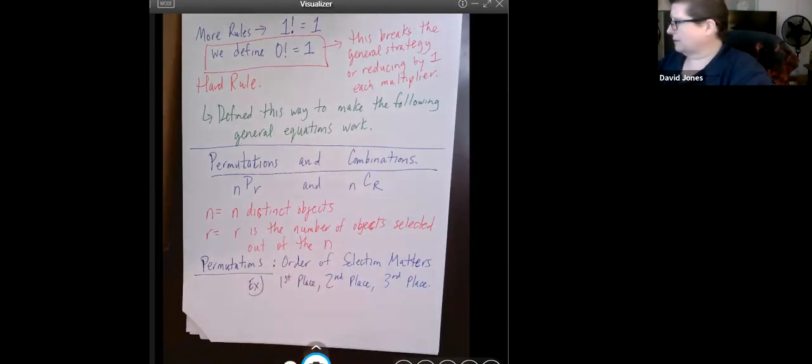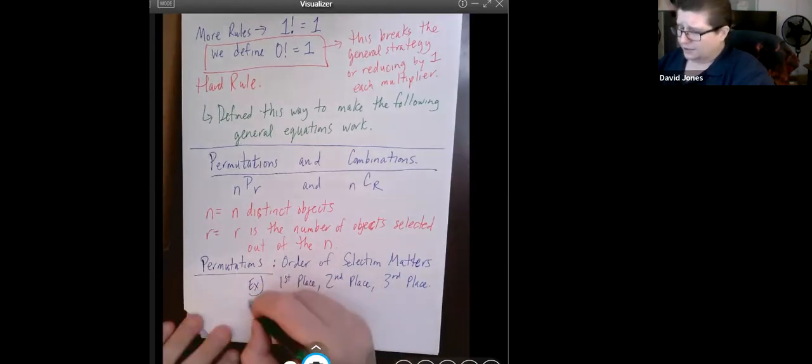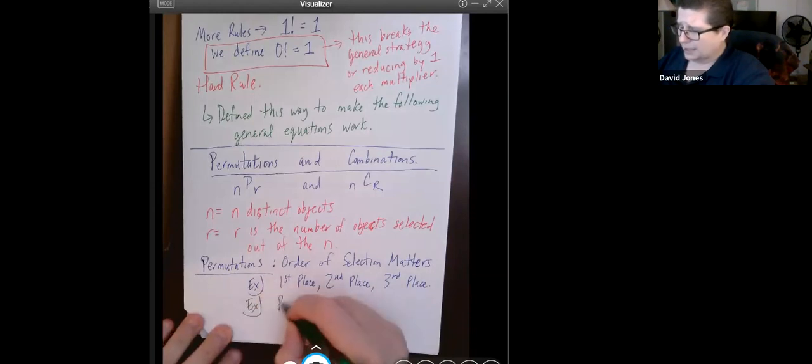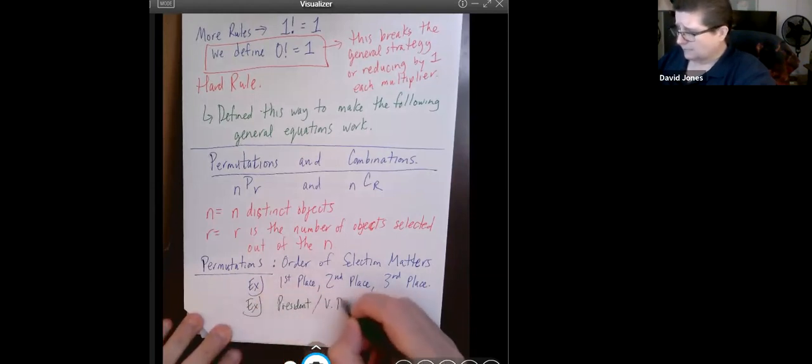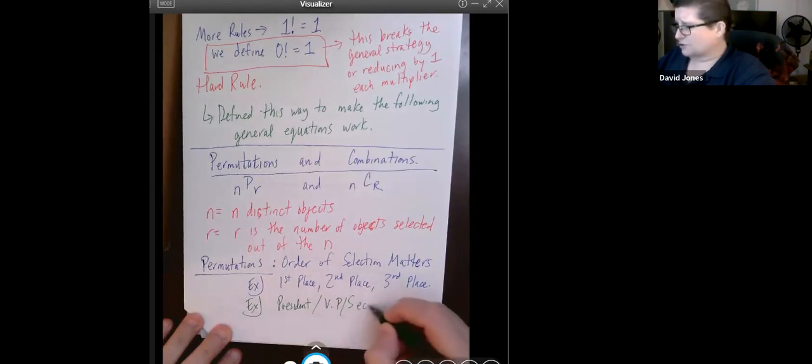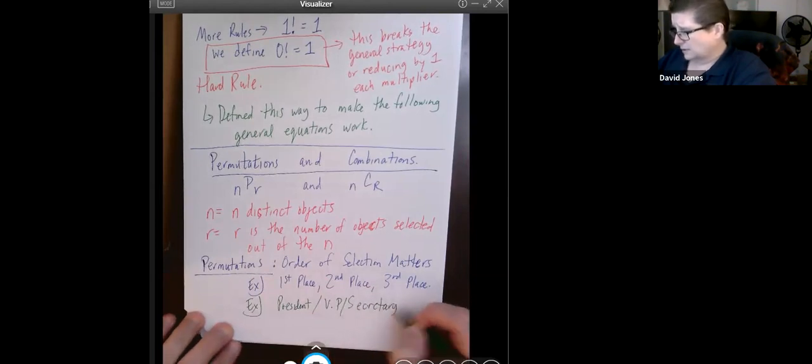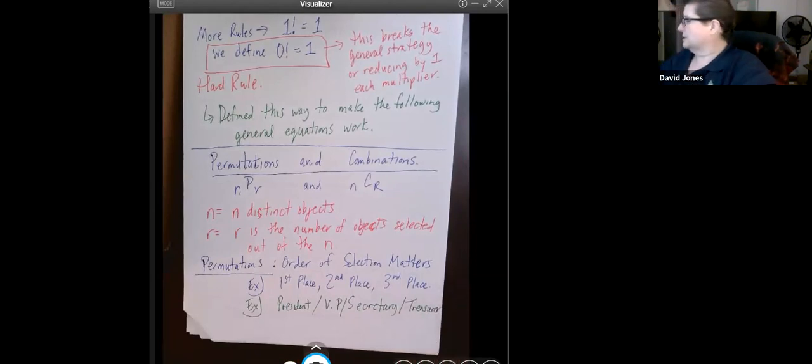Clubs often pick people. Another example, they picked like the president, vice president, secretary, treasurer. Some clubs have more positions. That's permutations. Combinations.